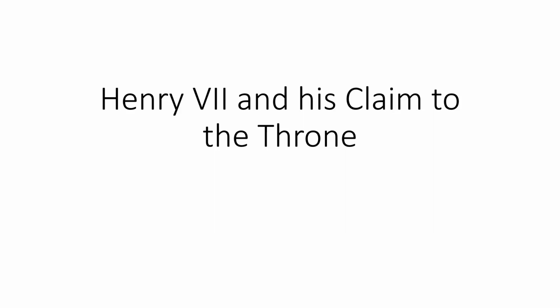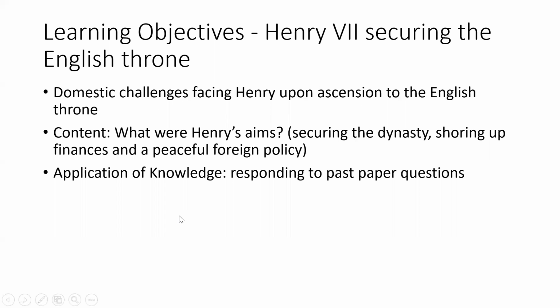Today we're going to be discussing Henry VII and his claim to the throne. Firstly, what we do before any lesson, we'd discuss with the student what we're intending to cover that day. So today we're talking about Henry VII and securing the English throne. Firstly, we'll talk about the domestic challenges facing Henry upon his ascension to the English throne. Then we talk about what Henry's aims were, securing the dynasty, shoring up finances and a peaceful foreign policy, and how he intended to achieve these aims.